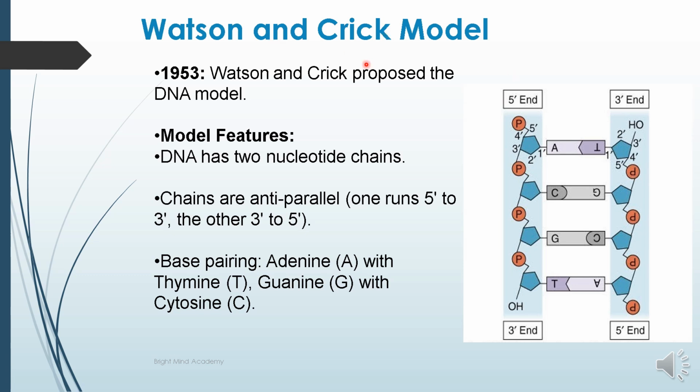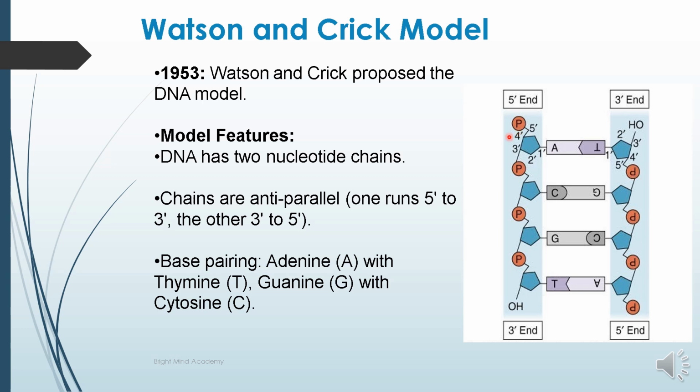Next is the Watson and Crick model, which was proposed in 1953 by Watson and Crick, and they told us that DNA has two nucleotide chains. This is the simple structure of DNA, not wound, just a simple structure. These are the two chains of DNA, two nucleotide chains, and these are the nucleotides. Adenine is bonding with thymine, cytosine is bonding with guanine, guanine with cytosine, thymine with adenine.